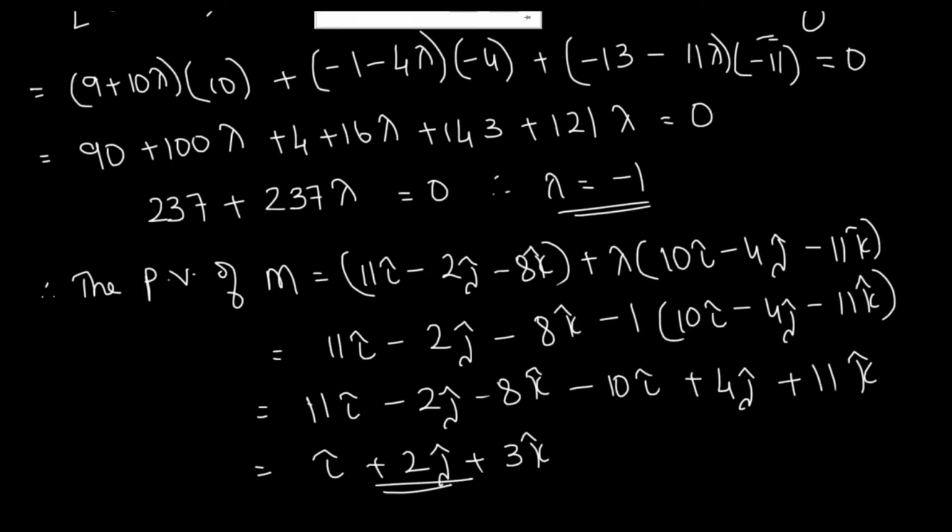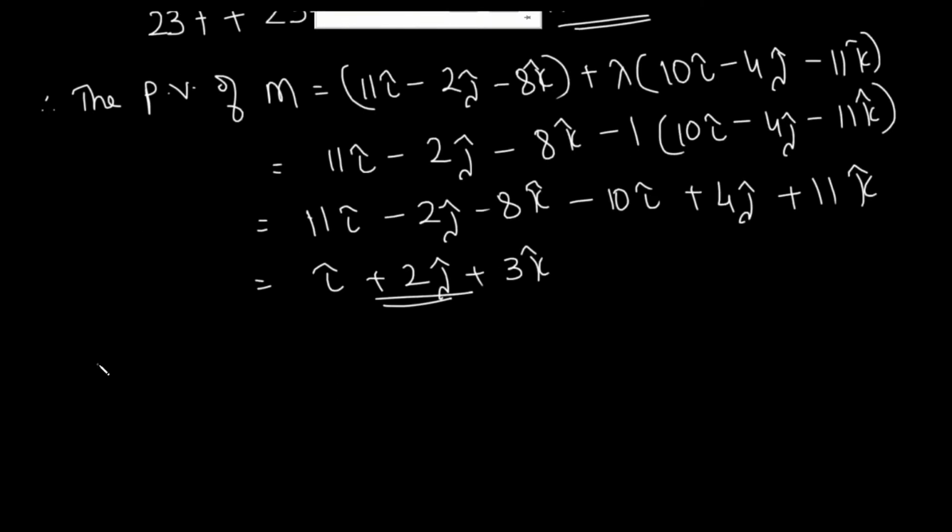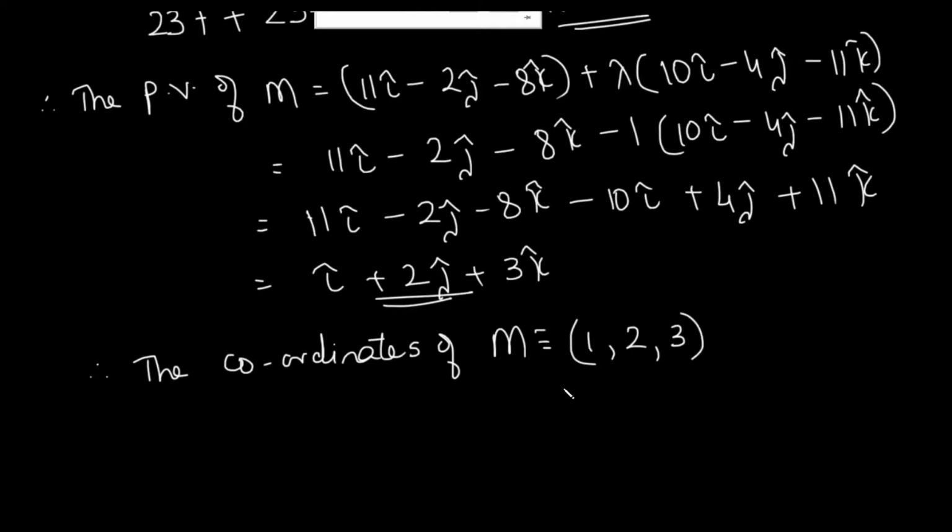Now in the question it has been asked to find the coordinates of M. So the coordinates of the foot of the perpendicular, the coordinates of M, become the coefficients of i, j and k here. So this is given by 1, 2 and 3. So this becomes our first answer, the coordinates of the foot of the perpendicular here.